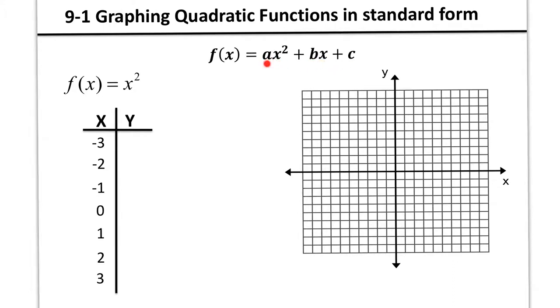You have a, b, and c, which are numbers. There will be some negative numbers and positive numbers. So that is the standard form of a quadratic function. Why is it a quadratic? Because the highest exponent is 2. You have an x squared.